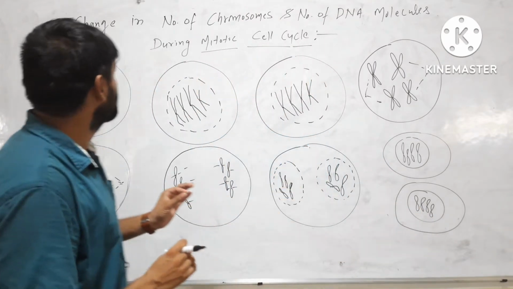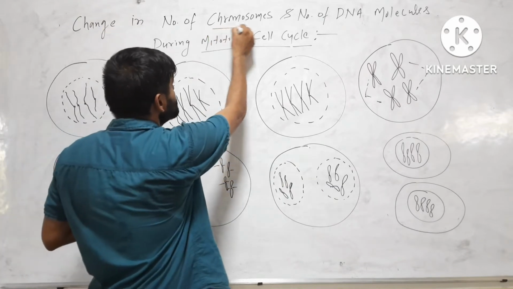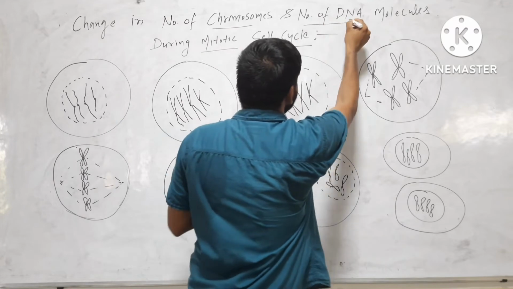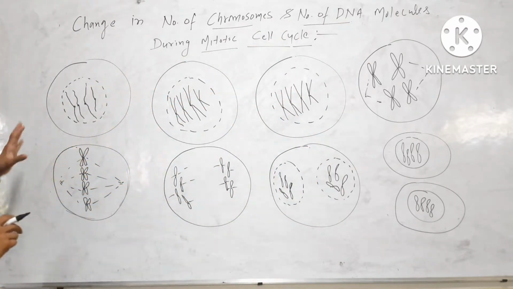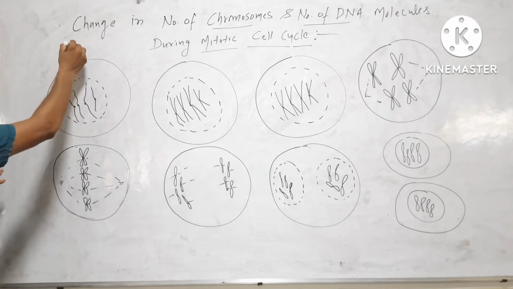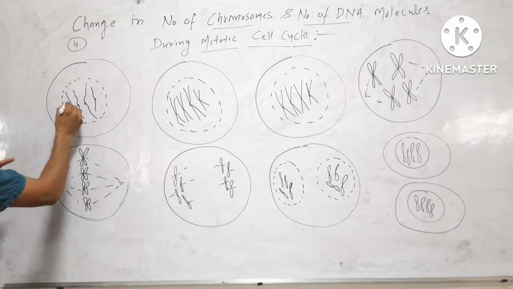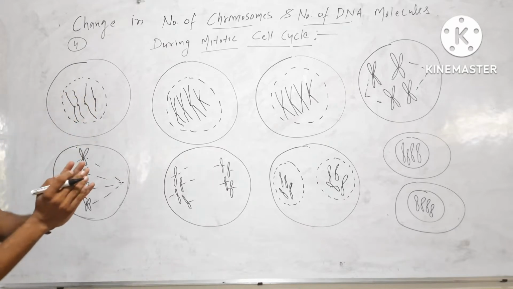In this video, we will understand change in number of chromosomes and number of DNA molecule during mitotic cell cycle. So suppose we have a cell and in that cell there are 4 chromosomes. Number of chromosome is 4: chromosome number 1, 2, 3, 4. So we have 4 chromosomes.